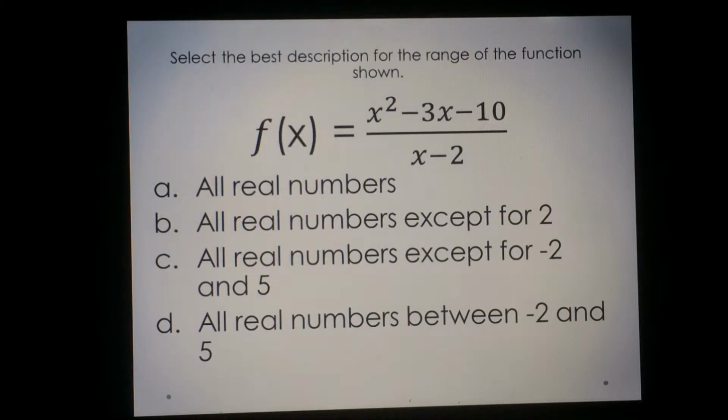This problem asks you to select the best description for the range of the function shown. f of x equals x squared minus 3x minus 10 over x minus 2. The answer choices are all real numbers except for 2, all real numbers except for negative 2 and 5, and all real numbers between negative 2 and 5.